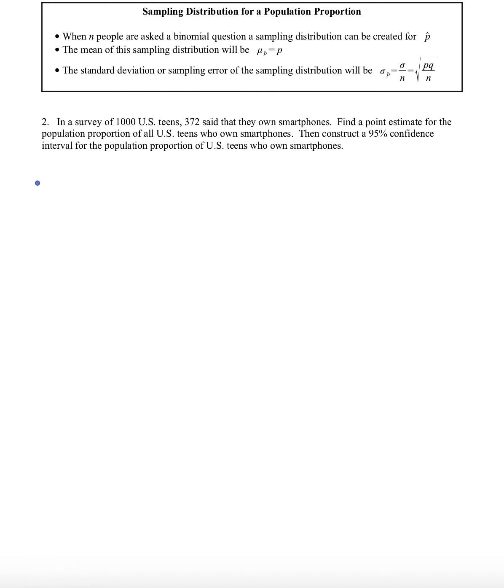Now, just for review, P hat is calculated by dividing x by n. That gives us a P hat of 0.372. We're going to want to draw ourselves a normal curve here.